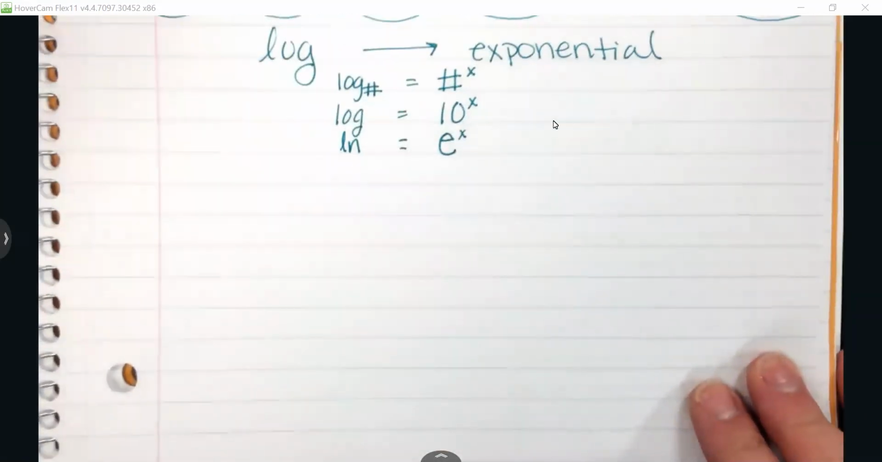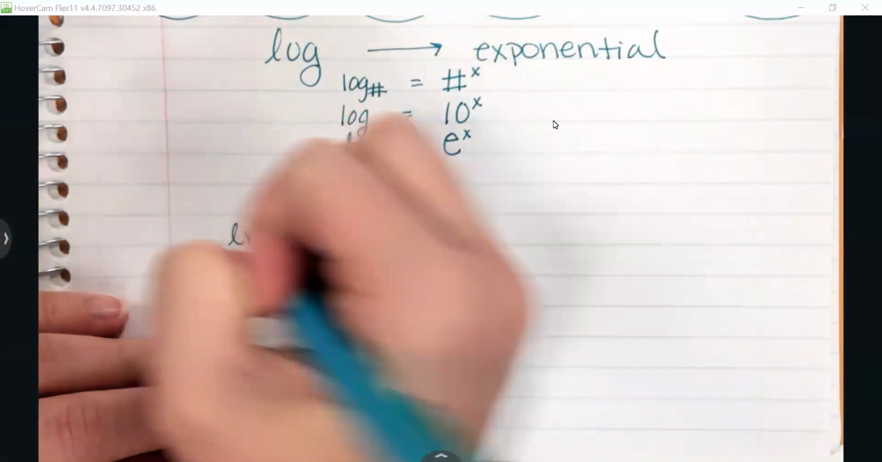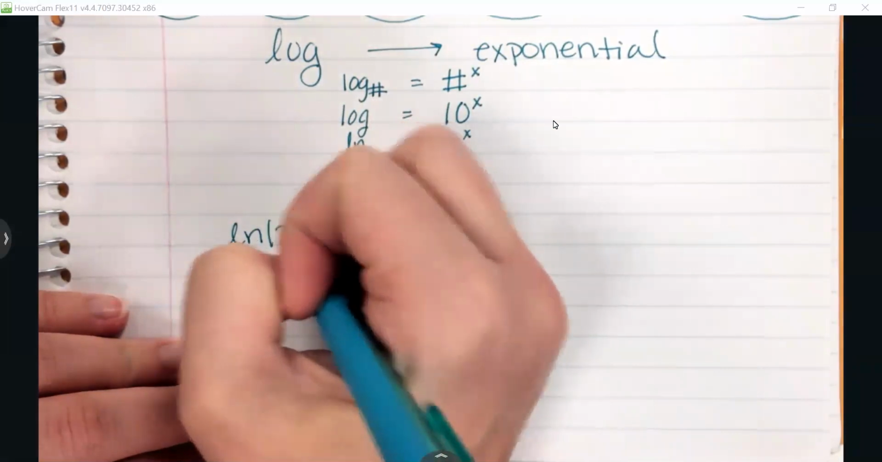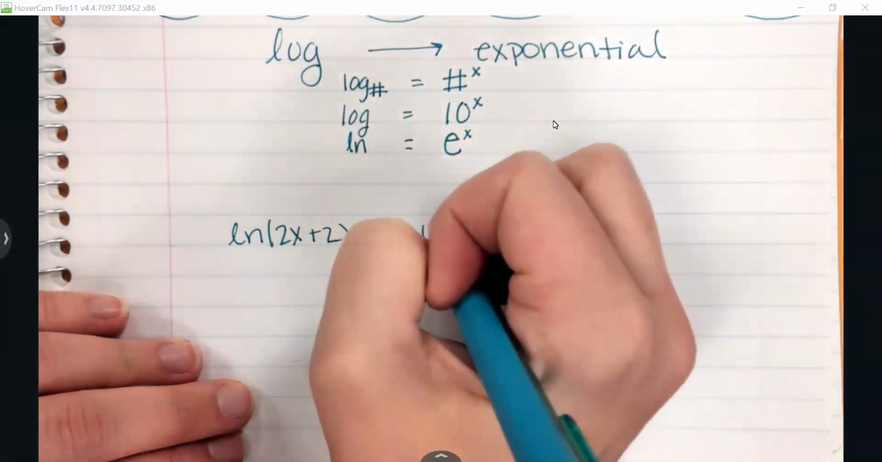So everything we are doing today turns from some type of log to a big base with a little exponent. So here we go. We're going to do 3 quick examples. So my first one is going to say Ln of 2x plus 2 minus 4 equals 6.